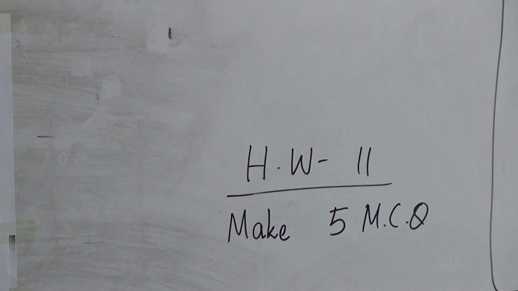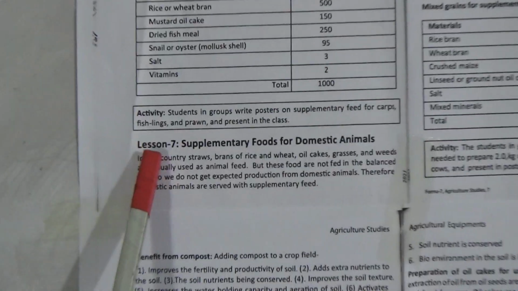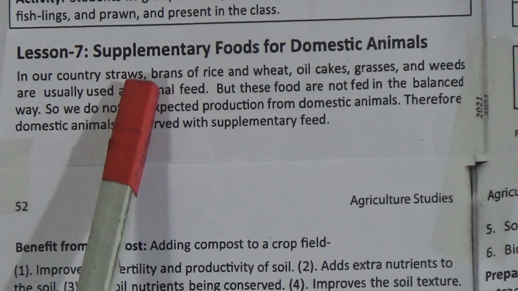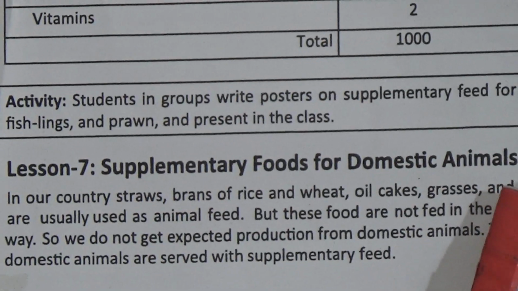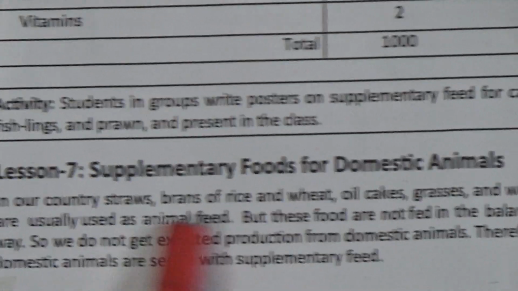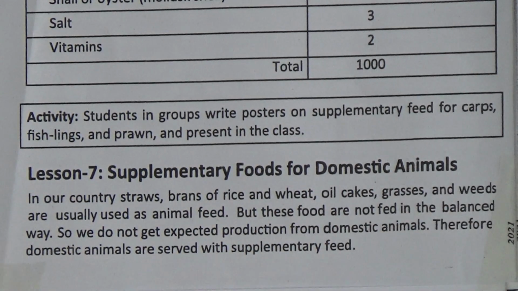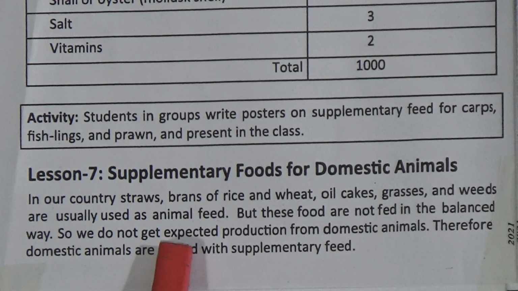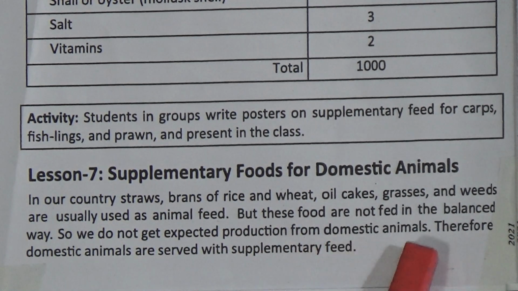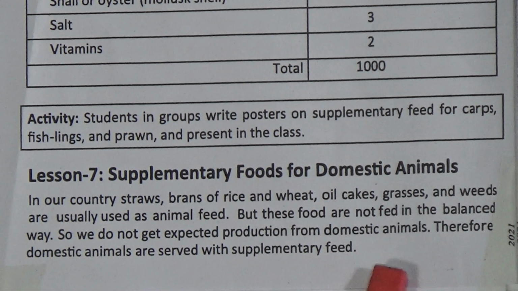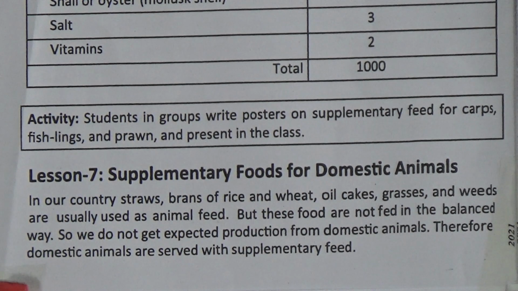Okay, now come to our lesson. We will start from lesson 7. It is the chapter Agricultural Equipments, chapter 3. Lesson 7, Supplementary Foods for Domestic Animals. In our country, straws, bran of rice and wheat, oil cakes, grasses and weeds are usually used as animal feed. But these foods are not fed in the balanced way, so we do not get expected production from domestic animals. Therefore, domestic animals are served with supplementary feed.